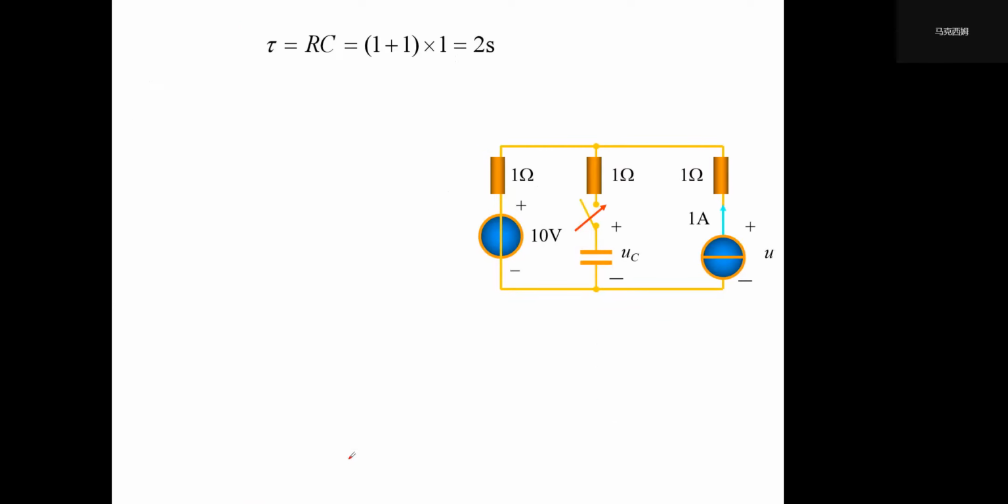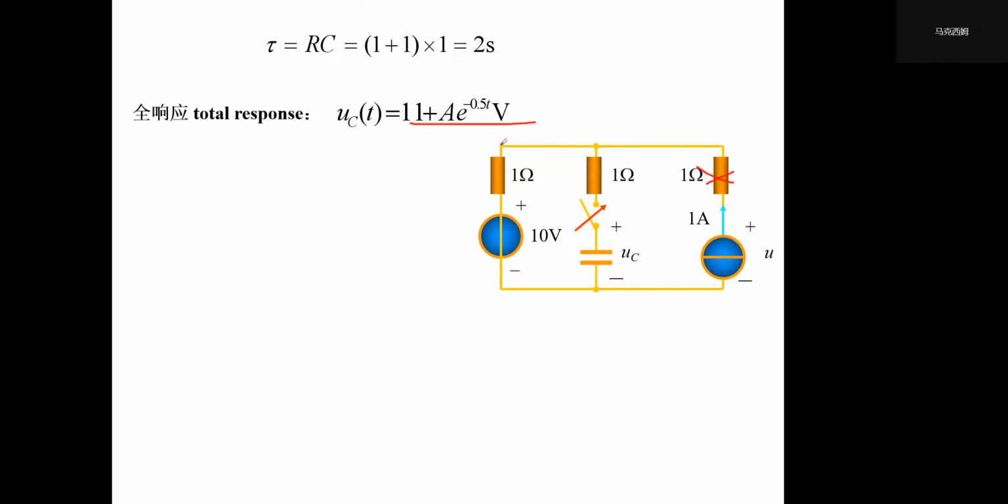And tau equals R times C. C is 1, and R equals 1 plus 1. So in this case, this one does not react, because no matter what, the current running through is still 1 ampere. And we can see that the total response is 11 plus A times this exponential term.